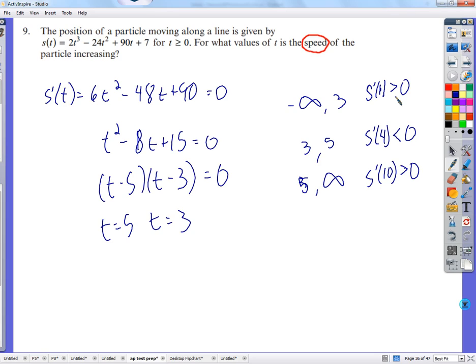This is our position. This is our? The rate, or the speed. The speed, the velocity, yeah. Right? And how do we find the acceleration?